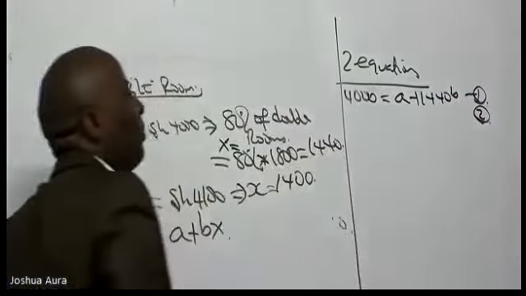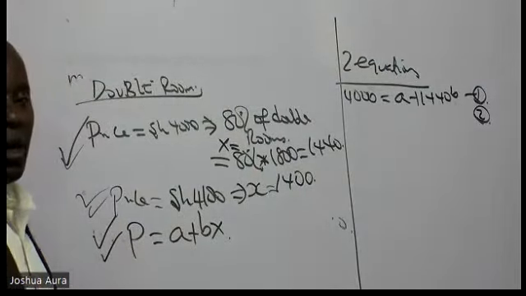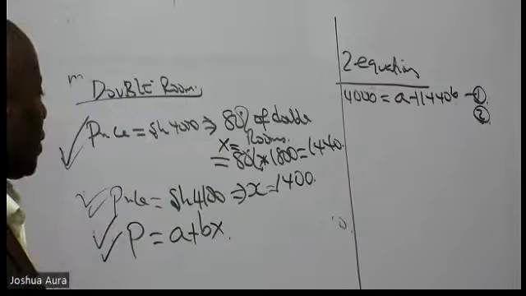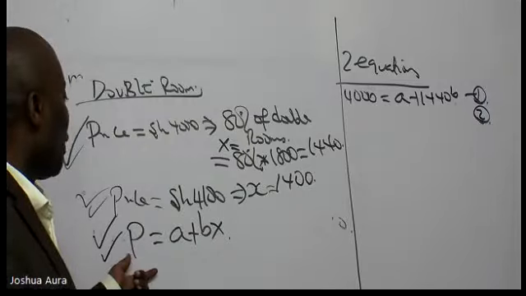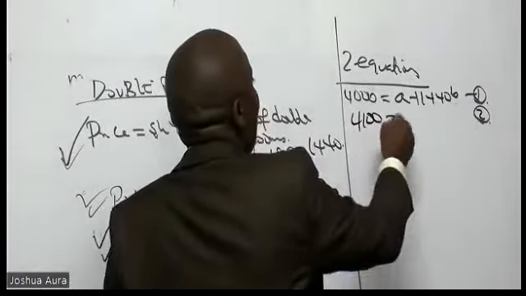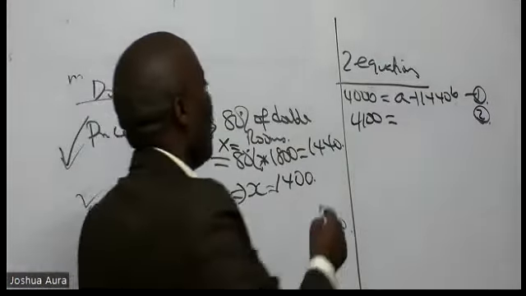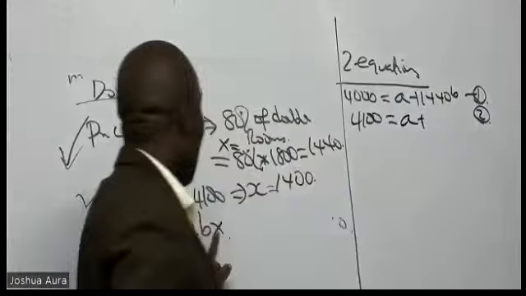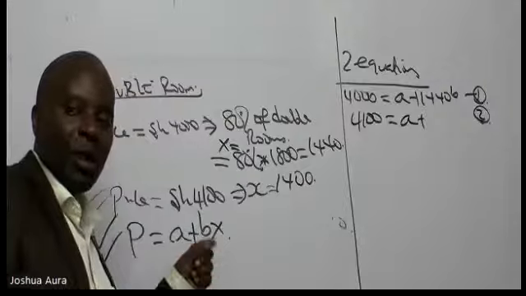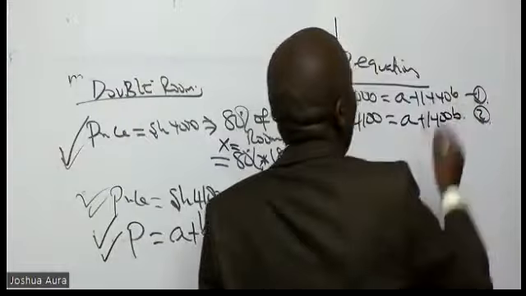How about equation number 2 using the second point? So equation number 2 will move like this. We know that the price for the second equation is 4,100. So 4,100 equals A, that I don't know for now, A plus B times X, and X is 1,400, so 1,400B. So it'll be A plus 1,400B.